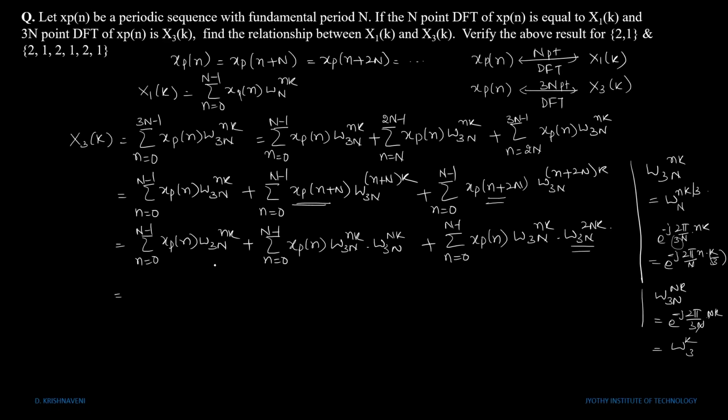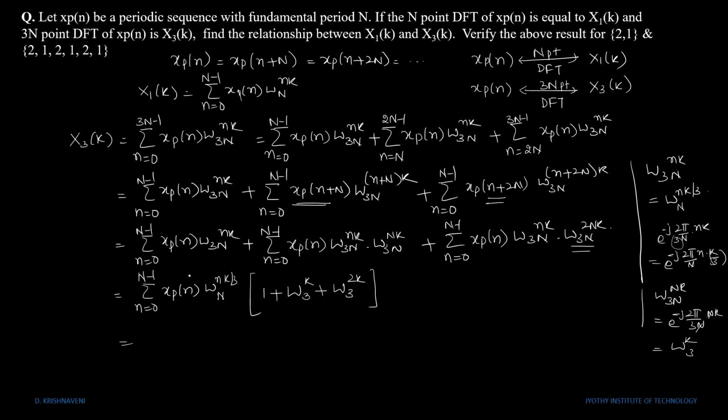And we can take out this summation common. Summation n is equal to 0 to N minus 1 x_1 of n, wherever W_3N to the power of nk is there, I'll be replacing it with W_N to the power of nk by 3, and when I take this common, I'll get here 1 plus W_3N to the power of nk, I'm writing it as W_3 to the power of k, and next W_3 to the power of 2k.